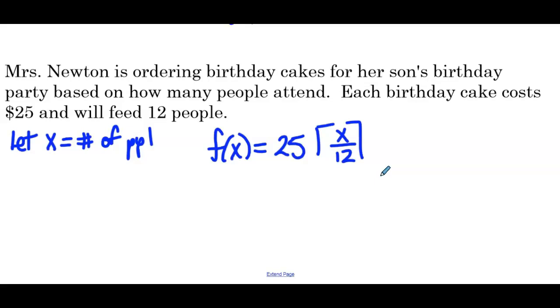Right, but if 30 people come, 30 divided by 12, well, 12 doesn't go into 30 evenly. It would be 2 point something extra. So we'd have to buy 3 birthday cakes. So we take that value, round up, do the ceiling function, and multiply by 25. All right, so that concludes step functions and our functions unit.